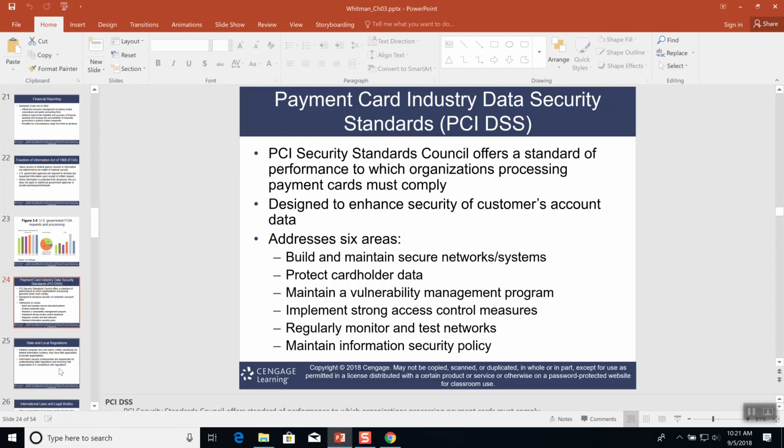Payment card industry data security standards, PCI DSS. Processing payment cards. What must you comply with? Do you want encryption on this? Yeah, you do, don't you? Have you ever worked with a place where you had to do processing of cards? No. Have you ever worked with that?